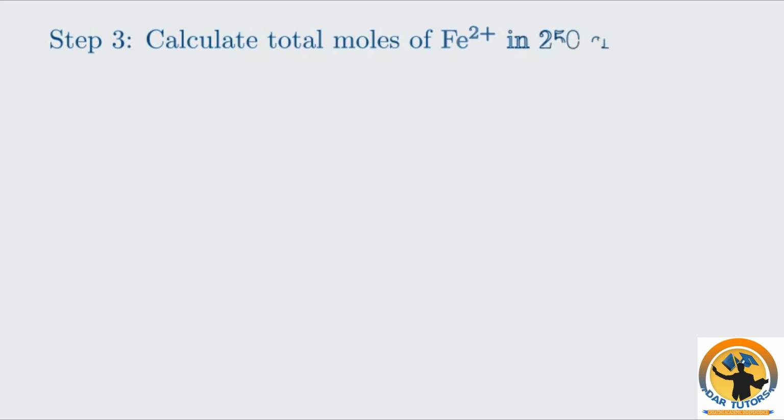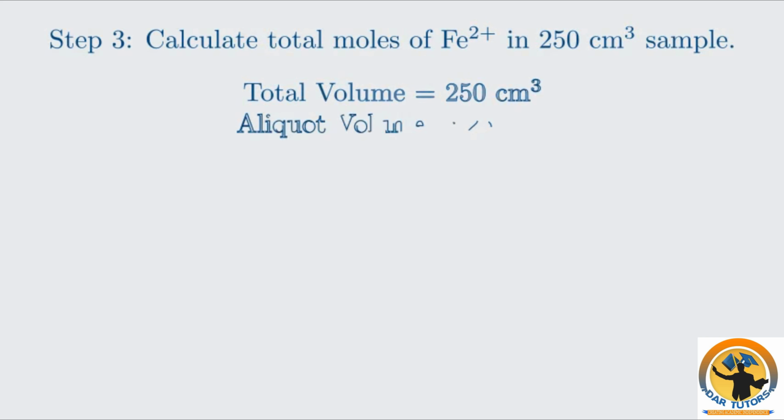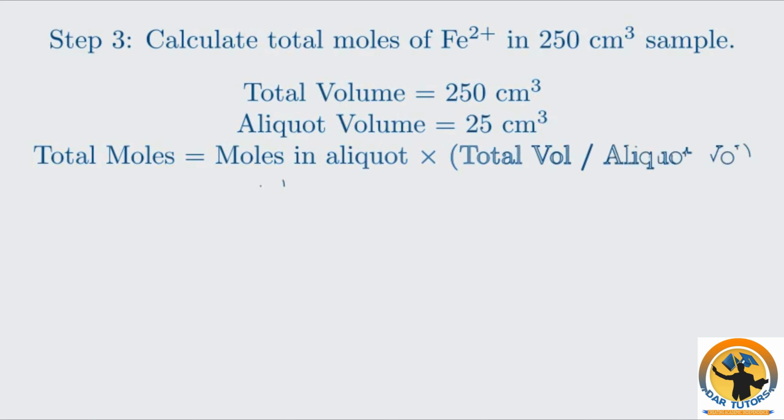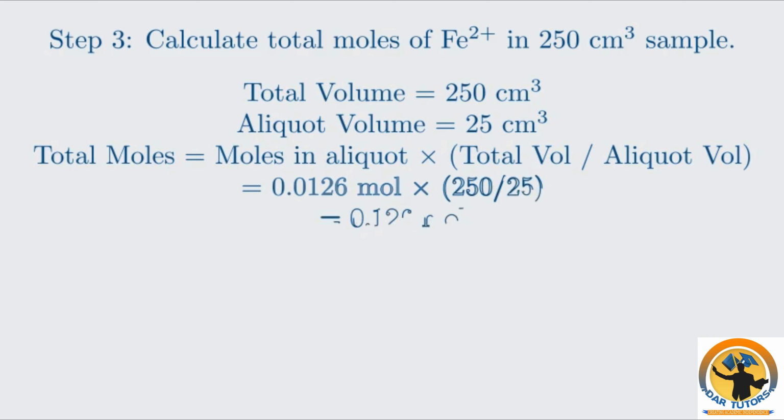The original solution was made up to 250 cubic centimeters, and we took a 25 cubic centimeter aliquot for titration. The aliquot is 1/10 of the total volume. Therefore, the total moles of Fe2+ in the entire 250 cm3 sample is 0.10126 moles times 10, which is 0.126 moles. Now we have the total moles of iron 2 sulfate in the sample.